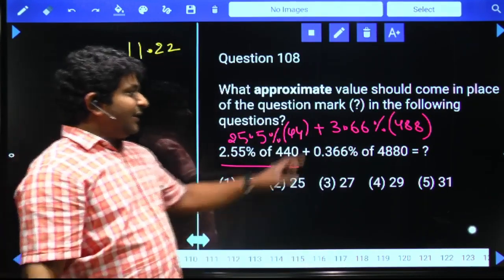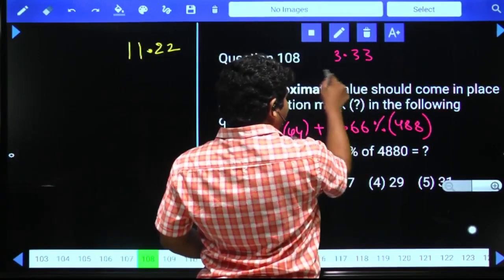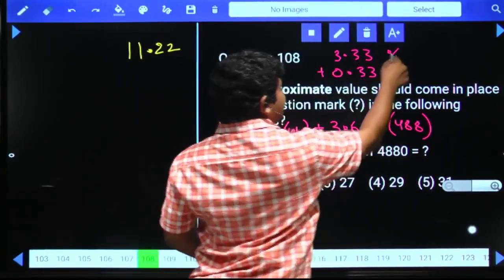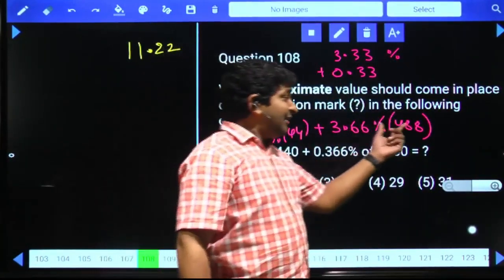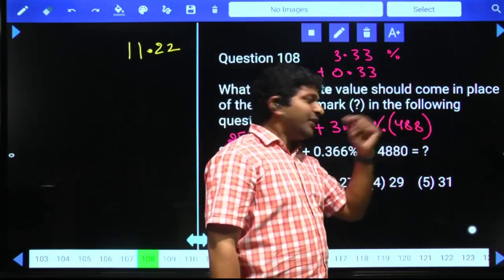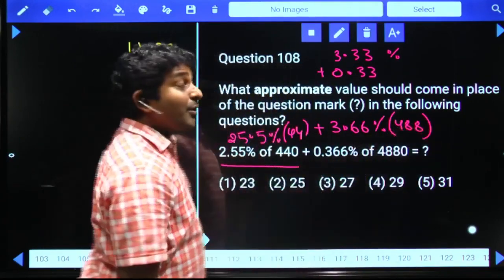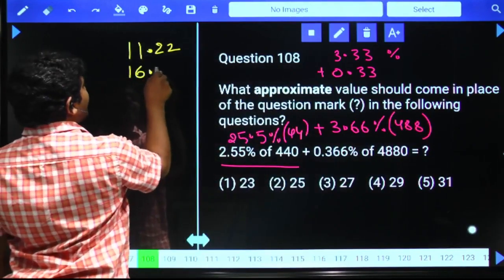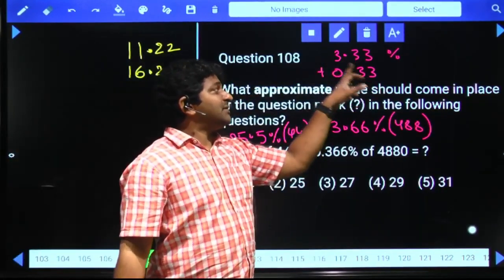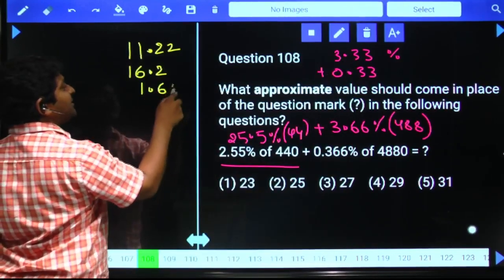Keep it aside. 3.66 I will treat it as 3.33 plus 0.33. 3.33% in the sense 1/3. 10% and then 1/3, that is equal to 3.33. 10 percentage in the sense 48.8. One third of that number, that is equal to 16.2 something. That is 3.33. And then we need to add 0.33 percentage, which is 10% of this number. 10% of this number is equal to 1.62.